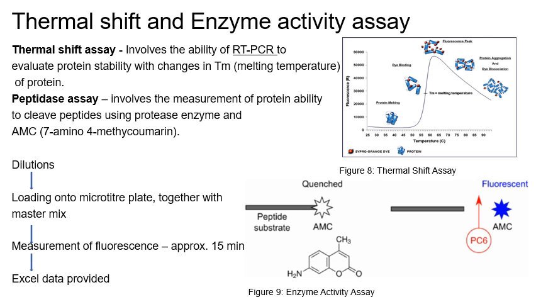And finally, for determining the thermal stability of the protein, a thermal shift assay is performed, where a real-time PCR machine is used that changes the temperature while measuring fluorescence. And finally, we assessed the activity of the protease enzyme, which releases the coumarin and leads to fluorescence, which was earlier quenched.